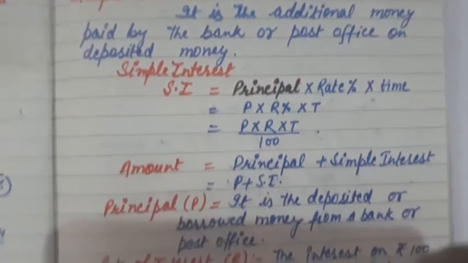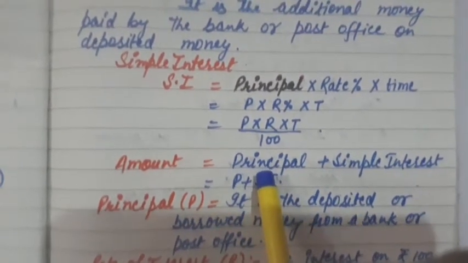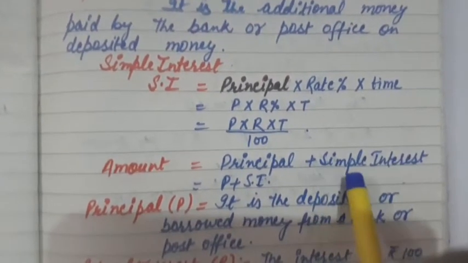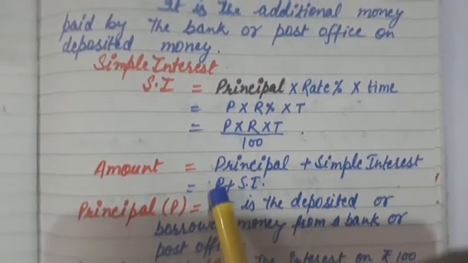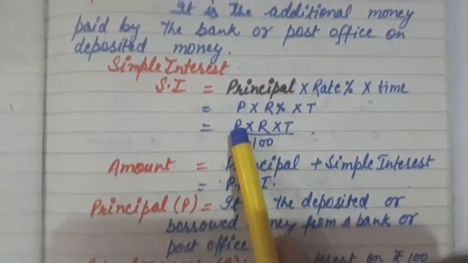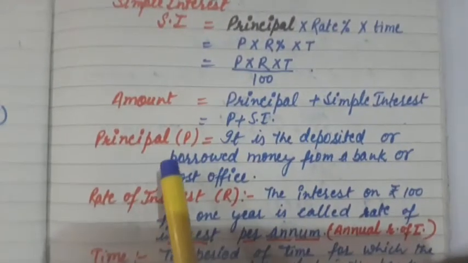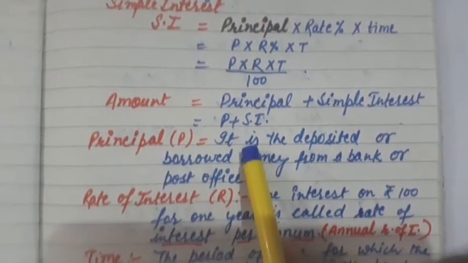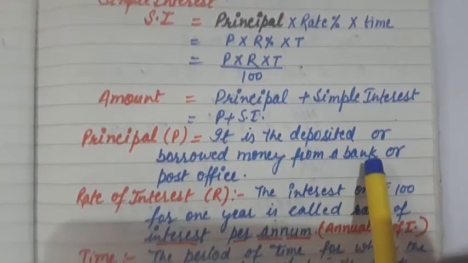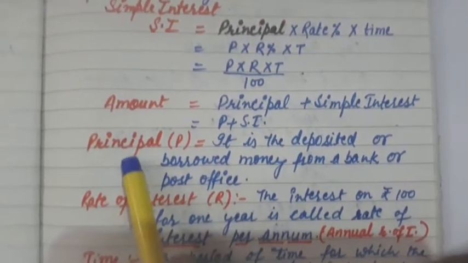So this is the formula for simple interest, that is principal into rate of interest into time upon 100. And the formula for amount: what is amount? Amount is the principal that we have deposited in the starting plus the simple interest on it, that is SI. So P plus SI is the formula for amount. Here we have used the terms principal, rate of interest and time. Firstly, principal is the deposited or borrowed money from a bank or a post office.